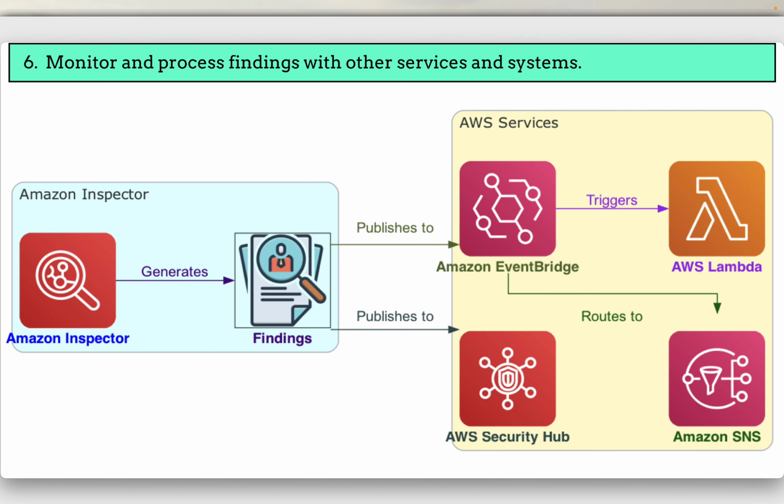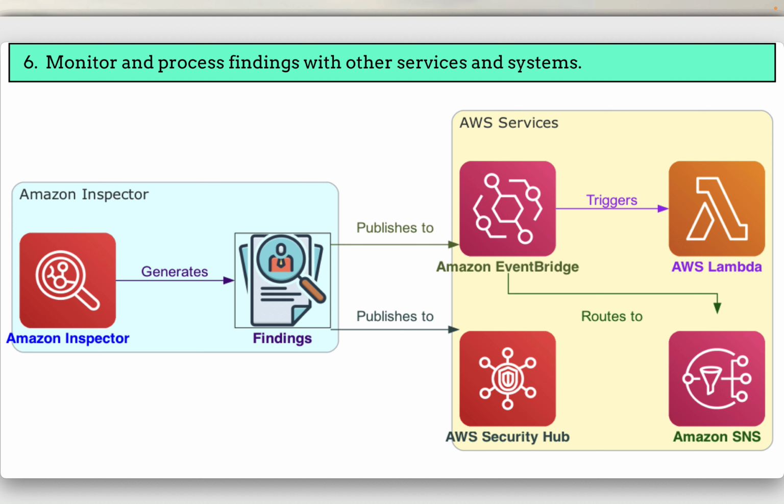Okay, sixth feature, monitor and process findings with other services and systems. To support integration with other services and systems, Inspector publishes findings to Amazon EventBridge as finding events. So EventBridge is a serverless event bus service that can route findings data to targets such as AWS Lambda functions and Amazon Simple Notification Service, Amazon SNS topics.